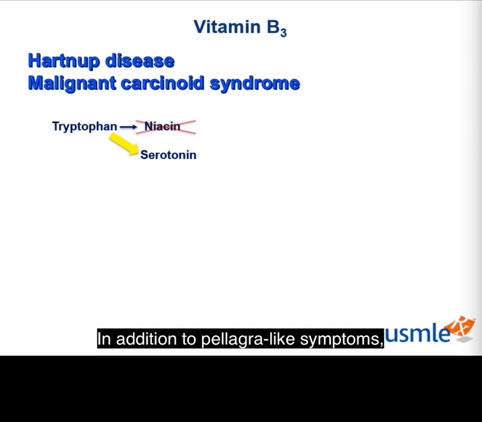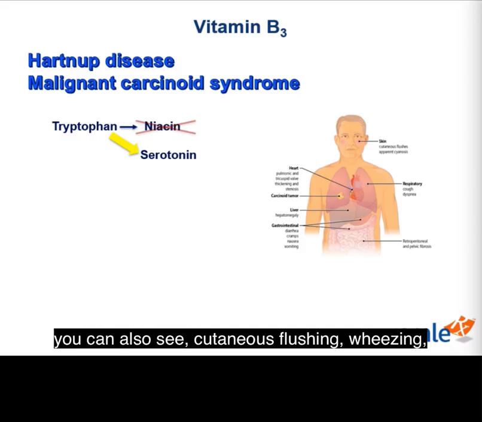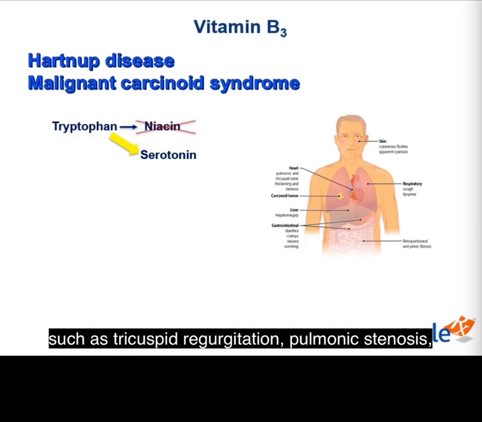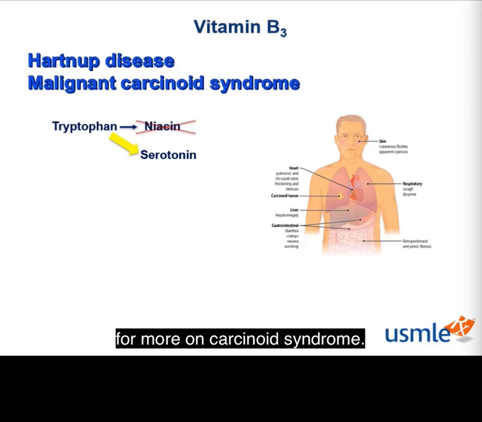In addition to pellagra-like symptoms, you can also see cutaneous flushing, wheezing, right-sided valvular heart disease, such as tricuspid regurgitation, pulmonic stenosis, nausea, vomiting, hepatomegaly, and pelvic fibrosis. Check out our endocrine video for more on carcinoid syndrome.